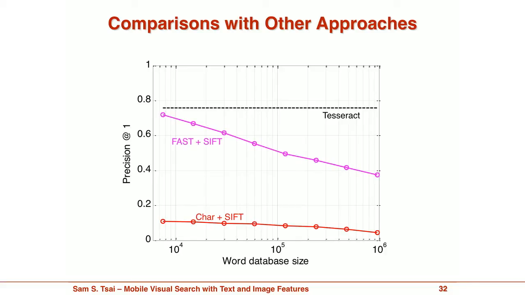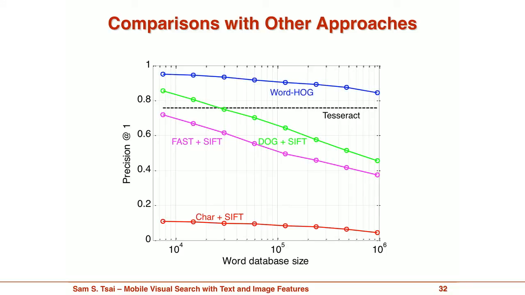Using FAST interest points with SIFT descriptors, we can get a much better performance. However, as the database size grows, the performance drops quite a bit. Difference of Gaussian interest points with SIFT descriptors performs better than FAST. However, the trend is similar. Our WordHOG performance is shown here. It's much better than other approaches. At a database size of 1 million, we have a performance of 84%, better than the OCR engine.